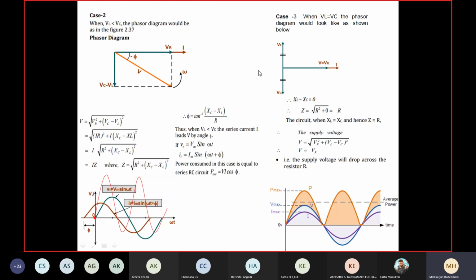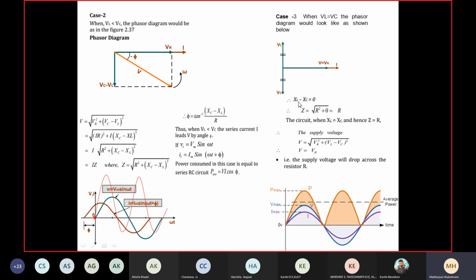You can see here, current is the reference vector, horizontal. VR lies on that, VR is I into R, and at the tip of this, VL is vertically upward, VC vertically downward. Both are equal in magnitude because the case study is what? VL equal to VC. So these two cancel and null. What remains is V equal to VR itself.